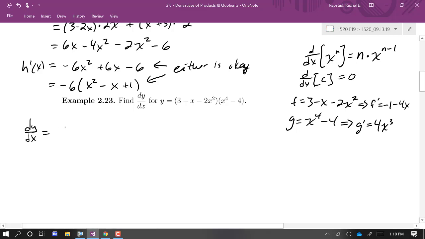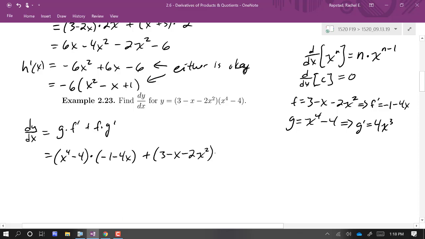All right, so now I'm writing down the rule again. g times f prime plus f times g prime. And then we just plug stuff in. So g times f prime, that's x to the fourth minus 4 times f prime, which is negative 1, minus 4x, plus f g prime, 3 minus x minus 2x squared, times g prime, 4x cubed. This is the start.